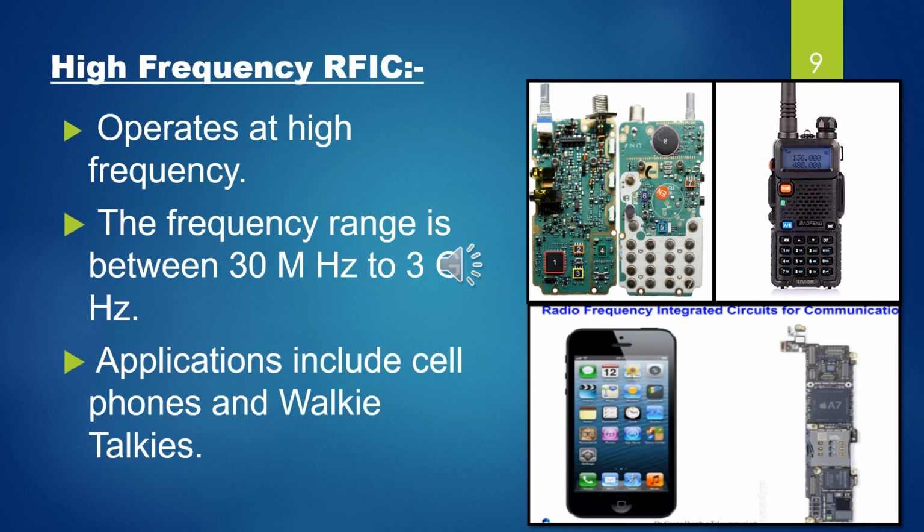So these high frequency RFIC circuits are used in applications which have high frequencies, ranging between 30 megahertz to 3 gigahertz. These high frequency RFICs are basically used where a high level of performance and accuracy is required, and also voice or communication which is free of error or free of distortion. These applications include cell phones and walkie-talkies.